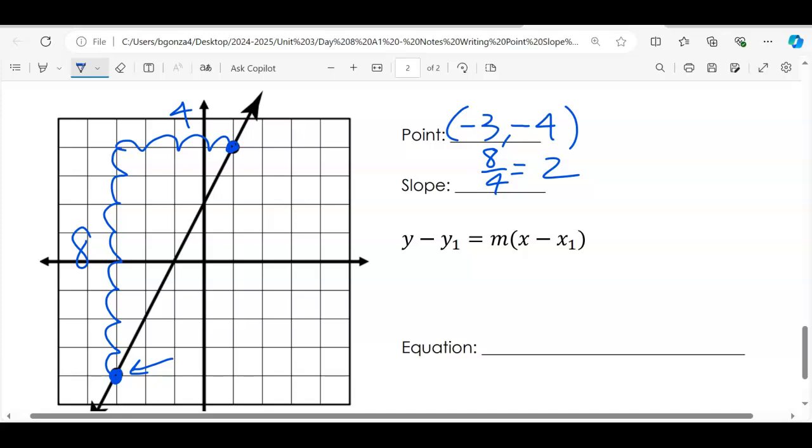So I got x1, y1, and m. So let's go ahead and write it in. Y minus -4 is y plus 4 equals m, which is 2, x minus -3, so it's a plus 3.